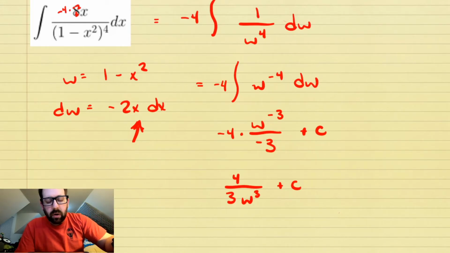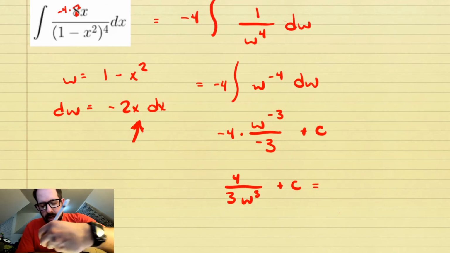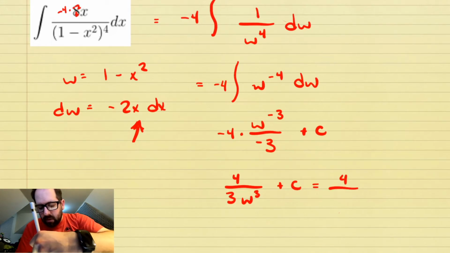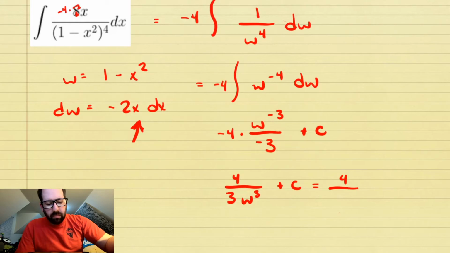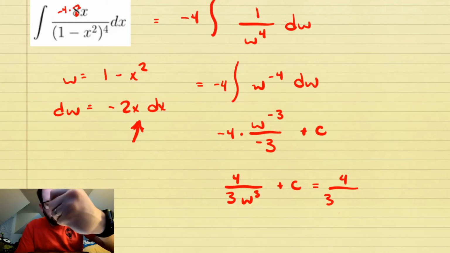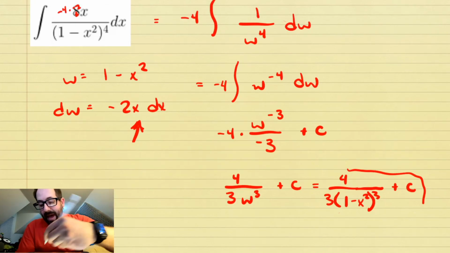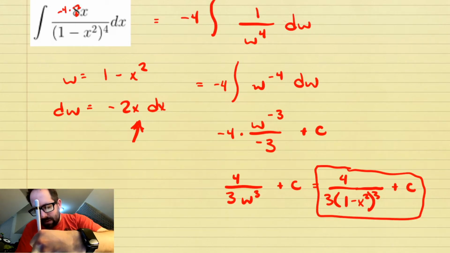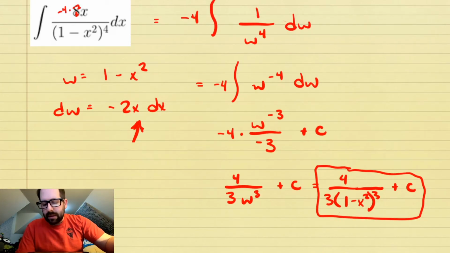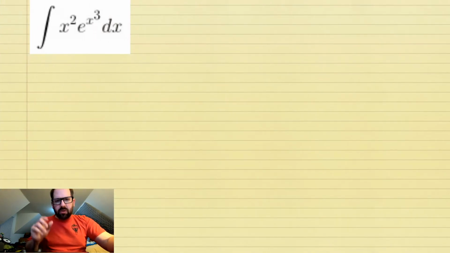It doesn't look apparent when you first look at it, but that's what it is. And so what we have here is a 4. I'm going to plug that w back in. The w was 1 minus x squared, and this is all to the third power plus c. And there you go. Now that is the final answer. A little bit ahead of myself. Let's move on. We have, what, 3 problems left?